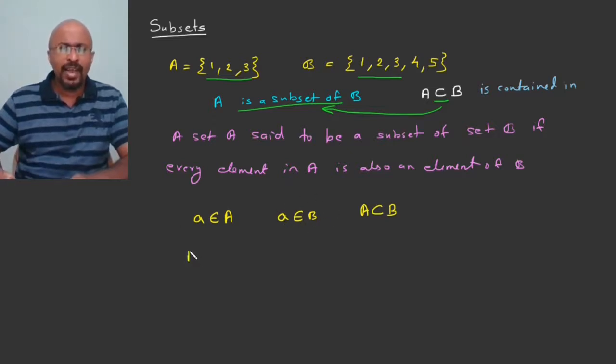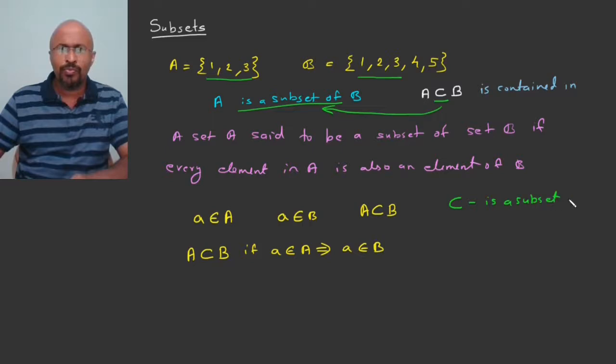So, we can write like this: A is a subset of B if a is an element of A implies that a is also an element of B. It is just simple terms. If A is a subset of B, then every element in set A is there in set B. This symbol is used to denote the phrase "is a subset of".